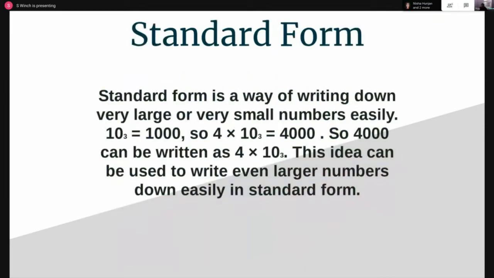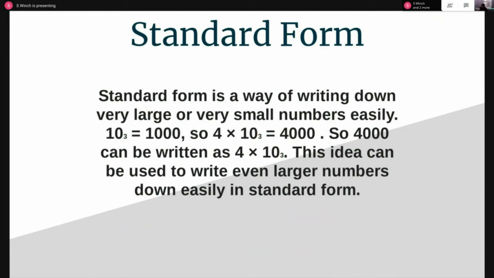So standard form, as you can see on the screen, is a way of writing down extremely large numbers and small numbers, and to do sums a lot quicker by simplifying the big quantities that you might have. One rule in standard form is that your first number must be between 1 and 10. So it might be 1.3 times 10, it might be 9.8 times 10 to the power of something.